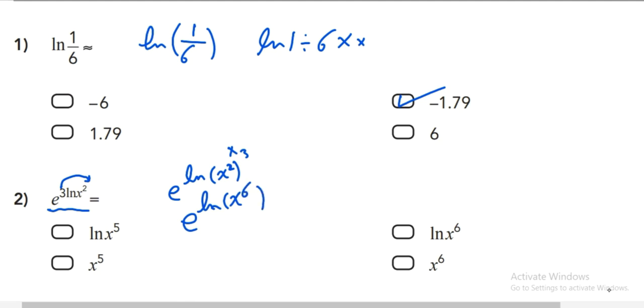We have a property here in exponential functions that e to the power of ln of an expression equals the same expression. So the answer directly will be x to the power of 6. Here we use the properties of exponential and logarithmic functions and rules of indices to simplify this expression and write it in the simplest form.